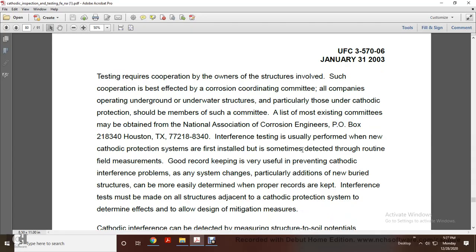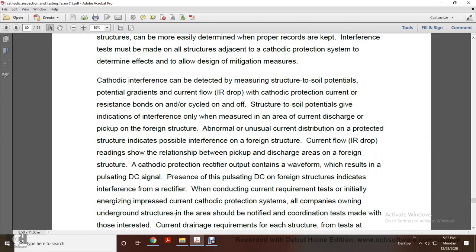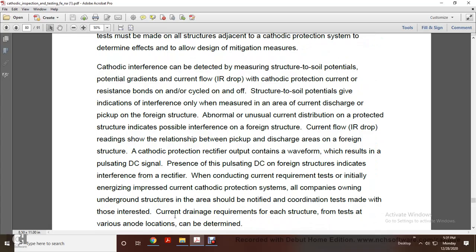Record keeping is very useful in preventing cathodic interference problems. Any change caused by the addition of a new structure can be easily determined if proper records are kept. The interference test must be made on all structures affected by the cathodic protection system to determine the effects and allow design of mitigation measures. Cathodic interference is detected by measuring structure-to-soil potential gradients, current flow by millivolt drop, cathodic protection current, resistance bonds, and cycling the current on and off. Structure-to-soil potential changes give an indication of interference when measured in an area of current discharge or pickup on the foreign structure. Abnormal or unusual current distribution on a protected structure indicates possible interference on a foreign structure.